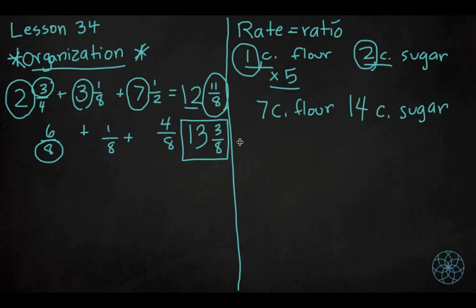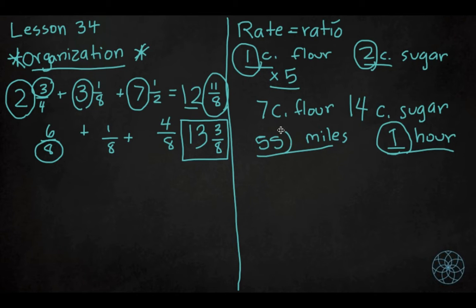And we use ratios not just for recipes, but we also use it for speed. So for instance, if the highway says 55 miles per hour, that means in 1 hour, you would drive 55 miles if you stayed at the speed limit. So as you can see, it's again comparing two numbers, 55 miles in 1 hour. We call those ratios or rates. So let's go ahead and look at a practice problem.